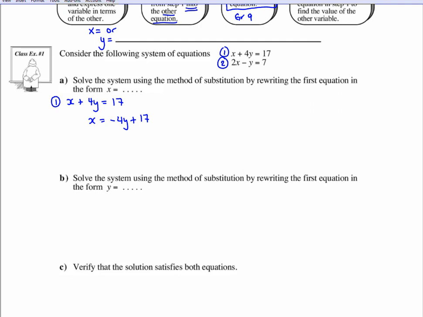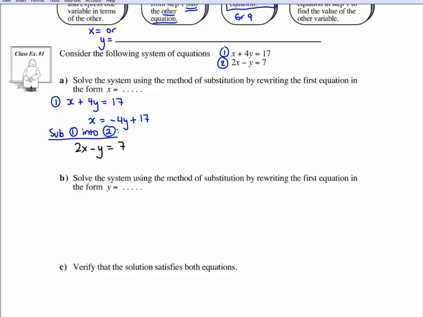Okay, so that was step 1. So now we're going to sub equation 1 into 2. This is how we're going to do that. Equation 2 is 2x minus y equals 7.